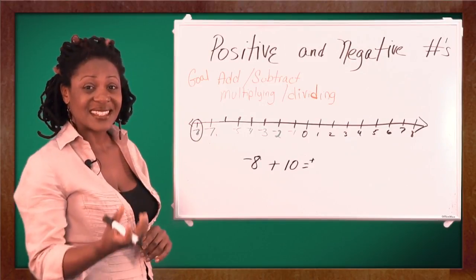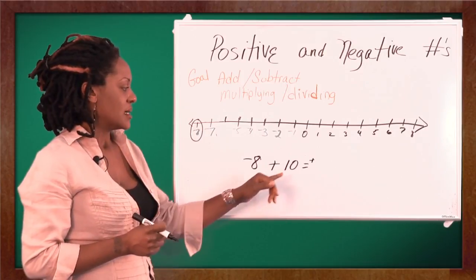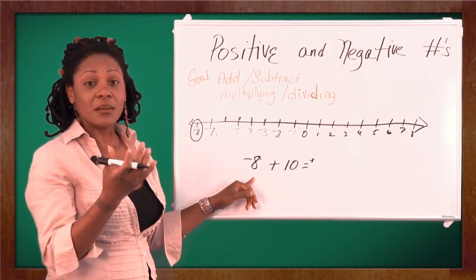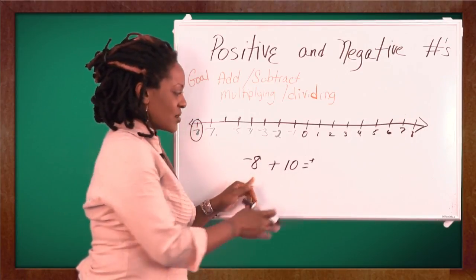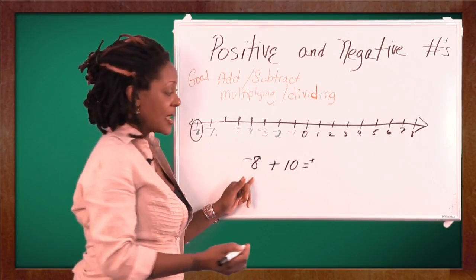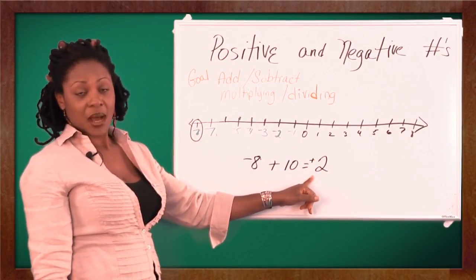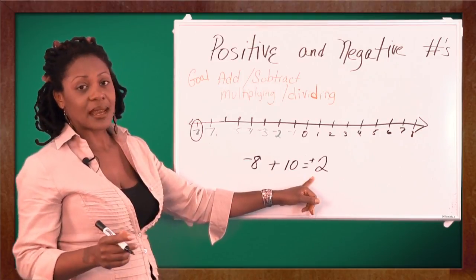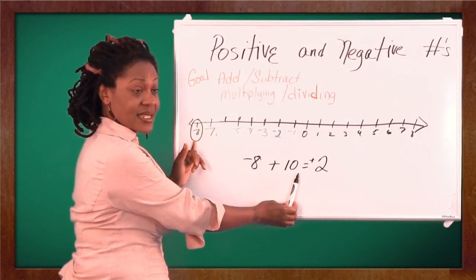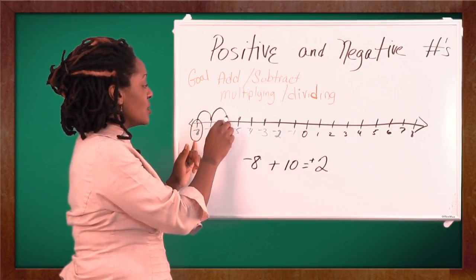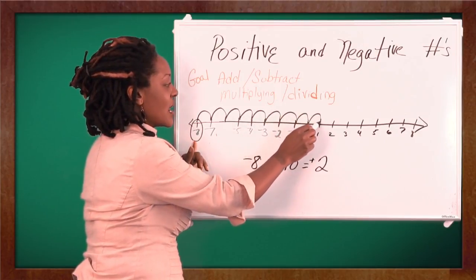So again, we take the difference between the two numbers. The difference means we're subtracting. 10 minus 8, or the greater number minus the smaller number. And our answer, the difference between these two numbers is 2, sorry. And here we are, +2. Now let's watch that happen on the number line. Here we are at -8, and we're going to go to the right 10 spaces. 1, 2, 3, 4, 5, 6, 7, 8, 9, 10.